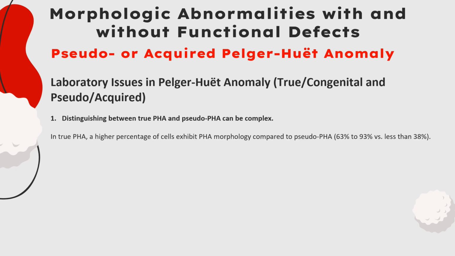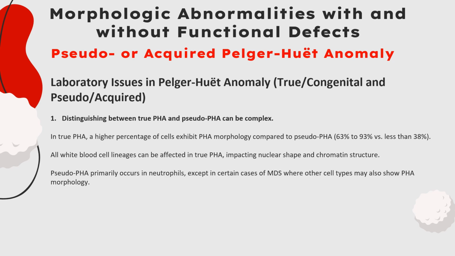In true PHA, a higher percentage of cells exhibit PHA morphology compared to pseudo-PHA, around 63% to 93% versus less than 38%. While all white blood cell lineages can be affected in true PHA, pseudo-PHA primarily occurs in neutrophils, except in certain cases of MDS where other cell types may also show PHA morphology.